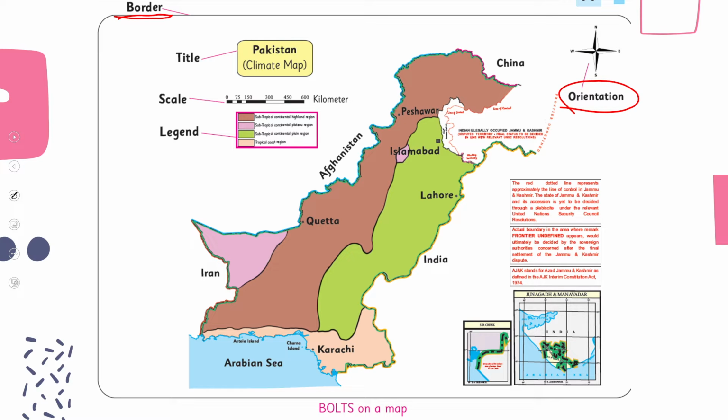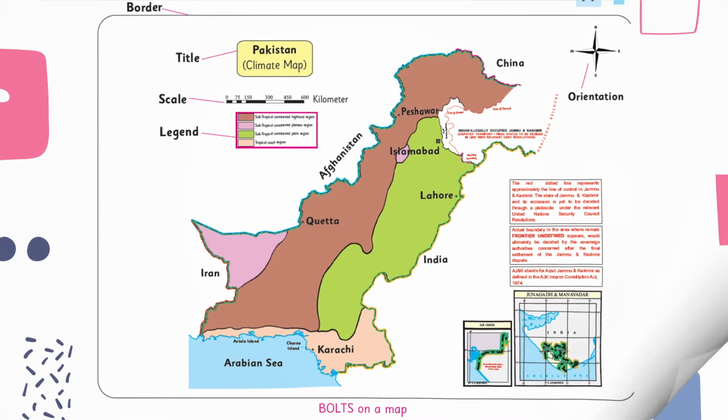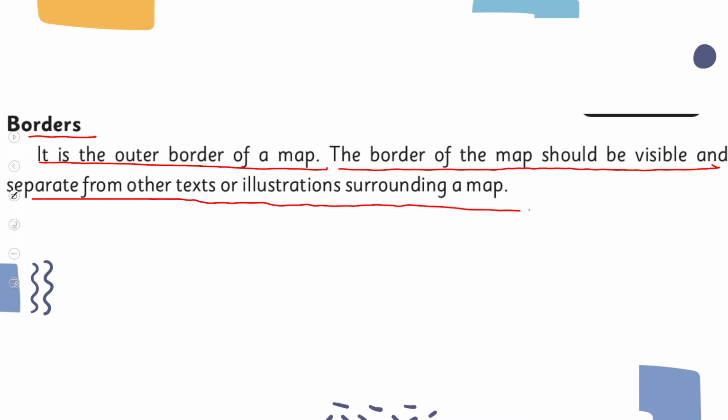orientation, legend, title, scale. So these 5 are the elements that are essential in your map. The line that surrounds the map is called the border of the map. So the border is the outer border of a map. The border of the map should be visible and separate from the other text or illustrations surrounding a map.